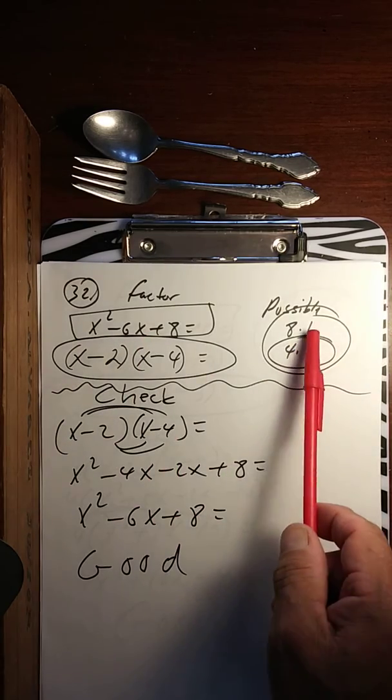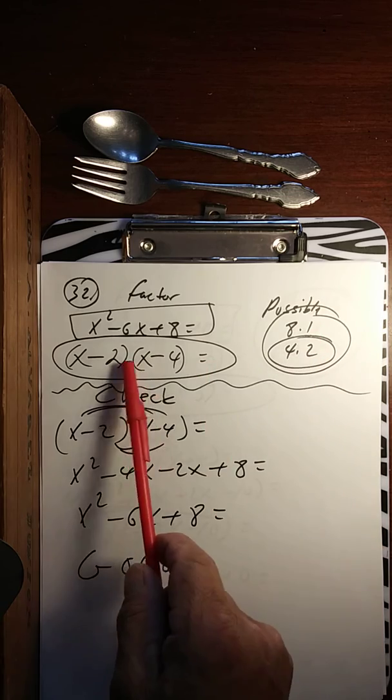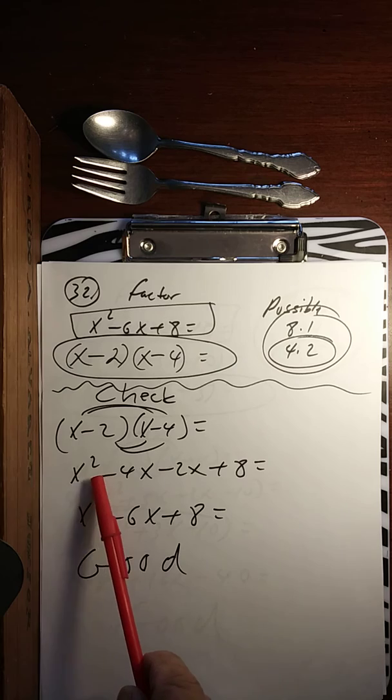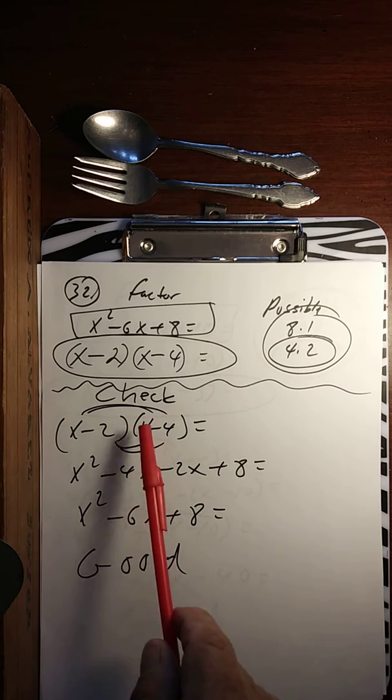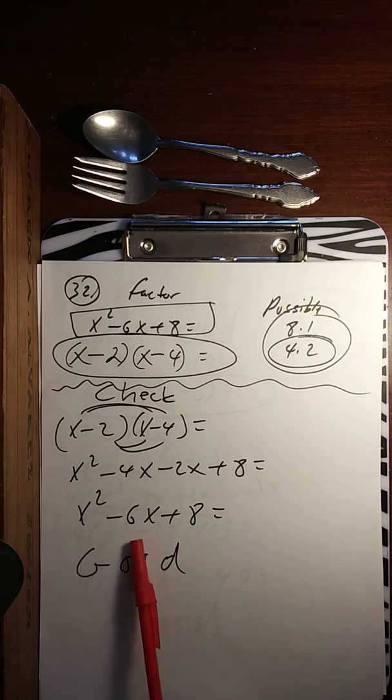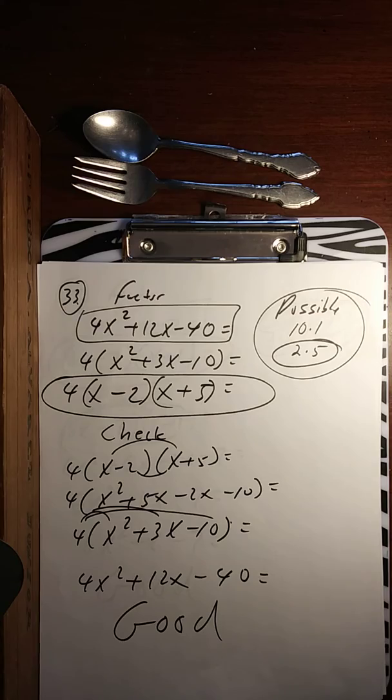Factor. So we have these 2 possible answers, 4 and 2. Try those. X minus 2, x minus 4. Check it. X times x squared. X times negative 4 is negative 4x. That turns out negative 2x. That turns out positive 8. X squared minus 6x plus 8. Does that match? Yes. It's good.